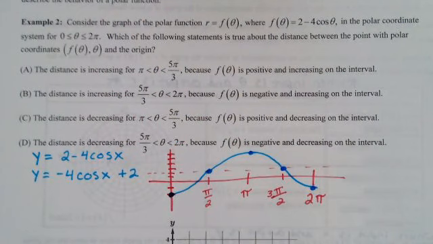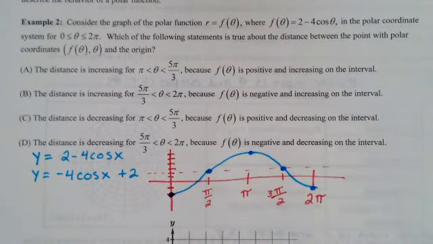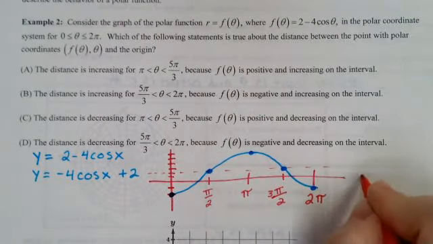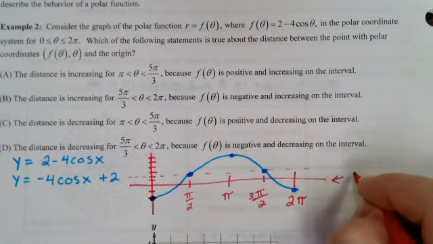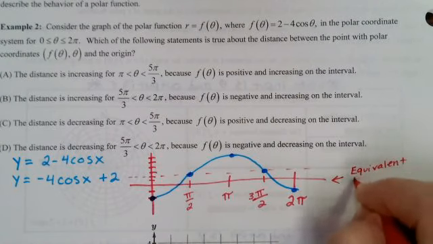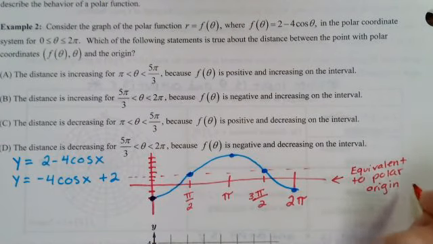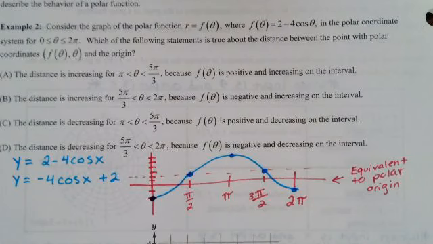Now, here's what I want you to remember. One more thing, and then we should be good. Do you remember how I told you guys in the last video that when this rectangular graph is getting closer to the x-axis, the polar graph is getting closer to the origin, right? So this x-axis is equivalent to the polar origin. So when they ask me if the distance is increasing or decreasing, what we're saying is, is it getting closer to the origin or further away? So here, is it getting closer to the x-axis or further away?